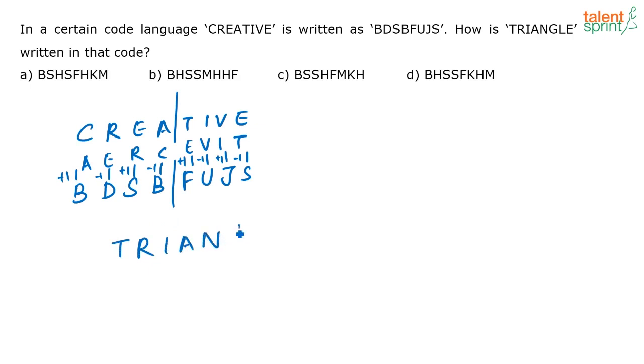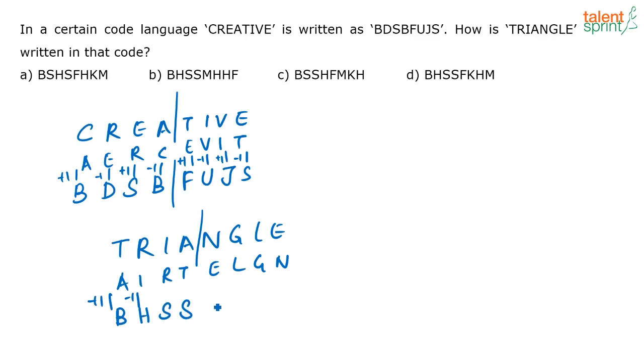The code for TRIANGLE: TRIA is one set, NGLE is the other set. So you have AIRT, and here you will have ELGN, then again do plus 1 minus 1. So you will have B, this is plus 1, then minus 1, S, S, B, H, S, S, F, K, H, M. So the correct answer is option D.